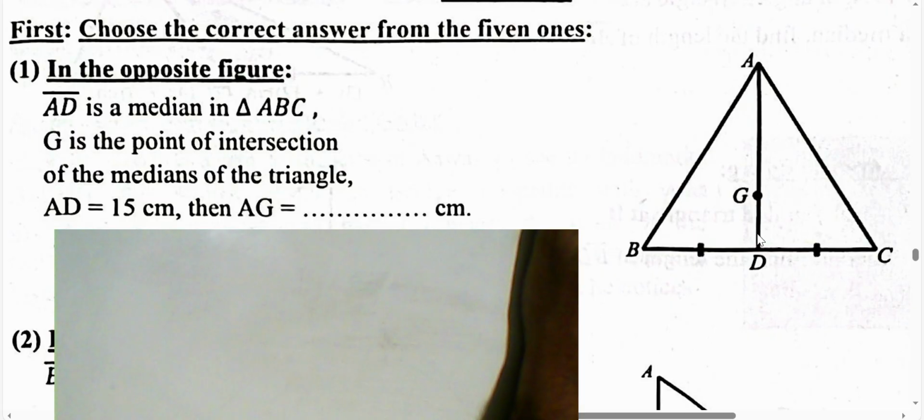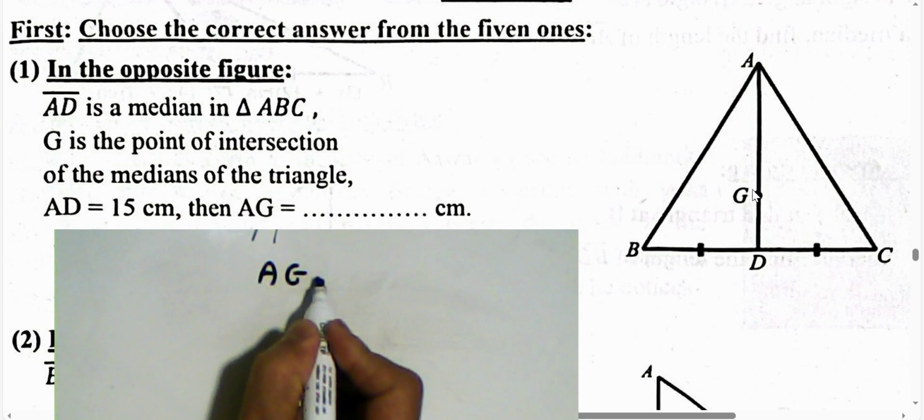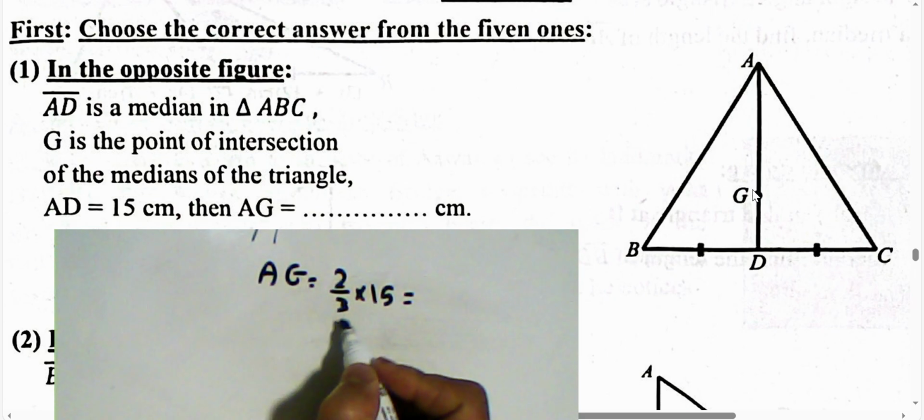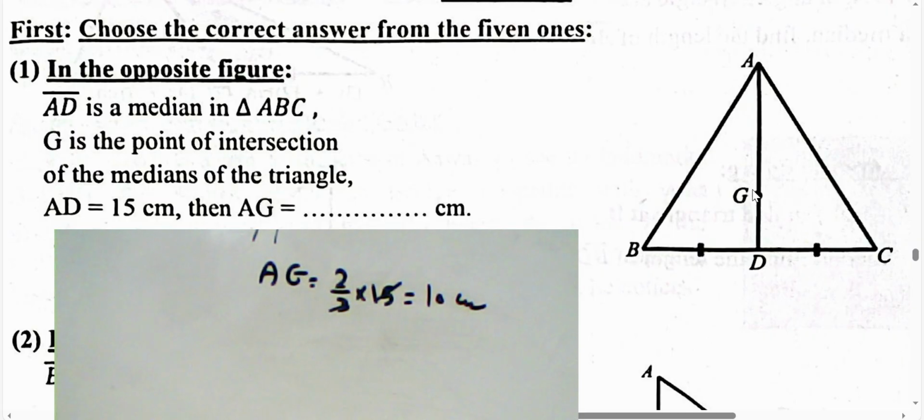GD is half of AG, and AG will be 2/3 of 15. We can solve this example again. AG equals 2/3 times 15. 15 divided by 3 is 5. 2 times 5 equals 10. It will be 10 centimeters, because AG will be 2/3 of AD.